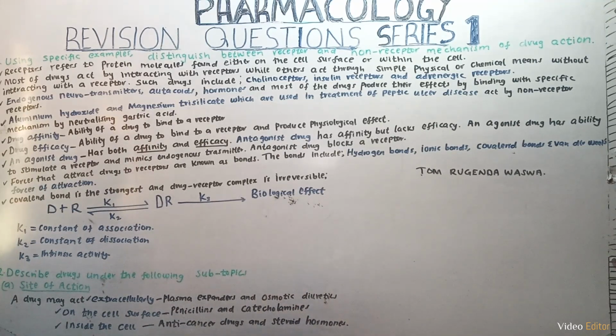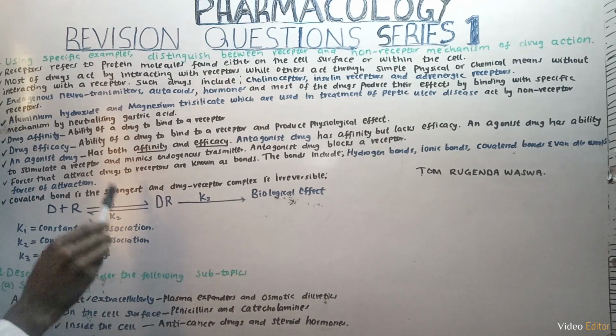Then we have an agonist drug. An agonist drug has both affinity and efficacy, while an antagonist drug has affinity but lacks efficacy. So an agonist drug has the ability to stimulate a receptor and mimic the endogenous transmitter. An antagonist drug, on the other hand, blocks a receptor.